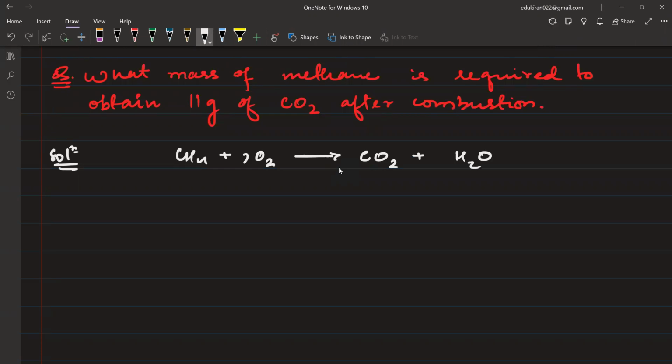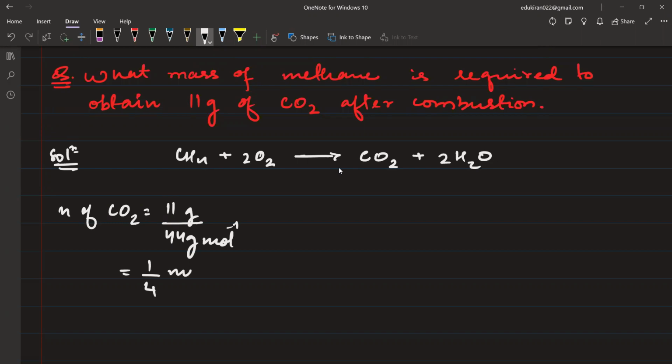Again balance it. So you'll have 2 here and 2 here, I guess, right? Now, what do we have? 11 grams of CO2 is obtained after combustion. So we need this much CO2. So again, you will calculate the number of moles of CO2, it is equal to 11 grams divided by 44 grams per mole. देखिए हर एक सवाल में, in each and every question I am calculating the number of moles. Okay, you will get here what?